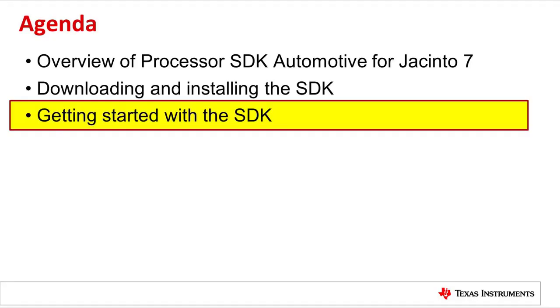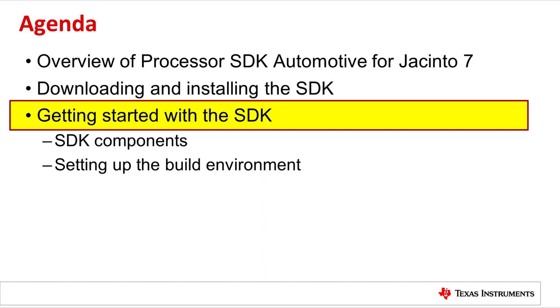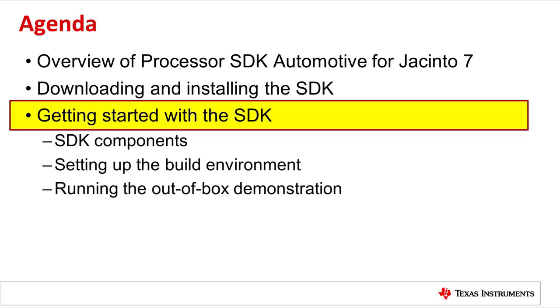Now that we have downloaded and installed the Prosser SDK, let us see how you can get started with using the installed Linux and the RTOS SDKs. We will start with a brief summary of the various components that make up the SDK and details on where to find them once you have the SDK installed. We will then learn how to set up the build environment so that you can modify and rebuild specific components or demos as necessary. Finally, we will conclude with steps to run the demo on the Jacinto 7 EVM.